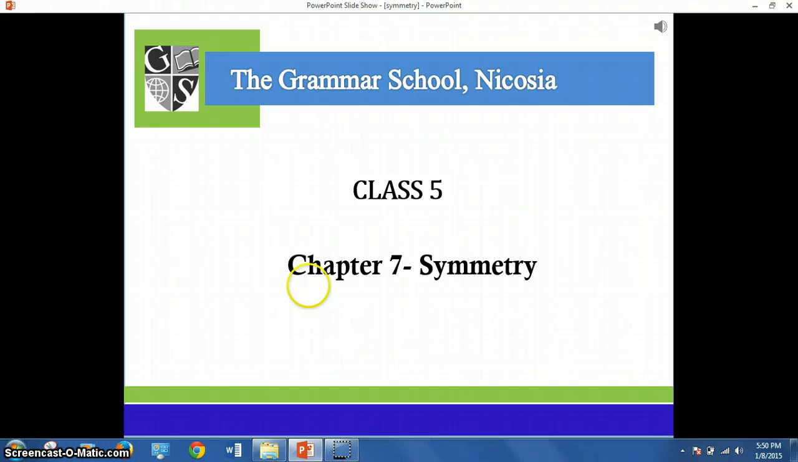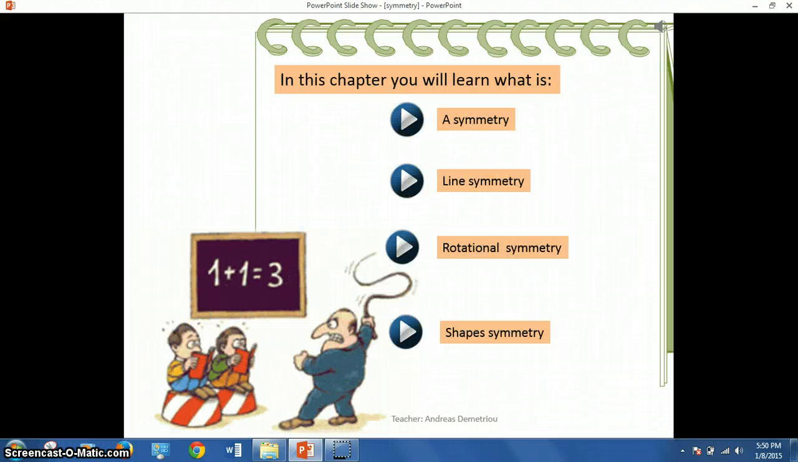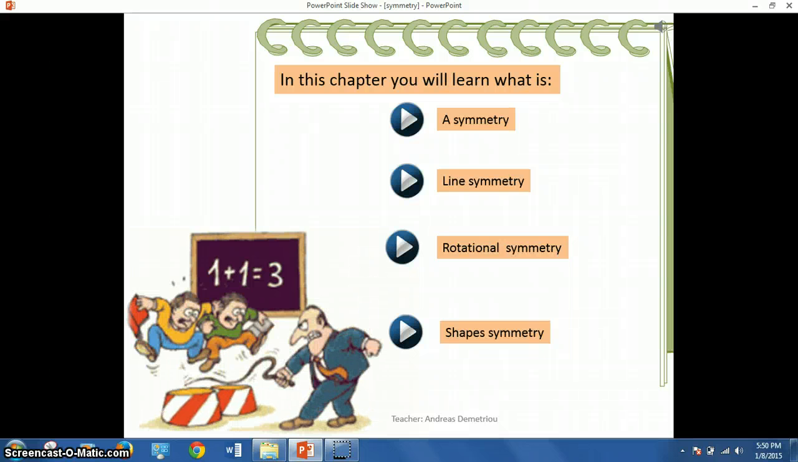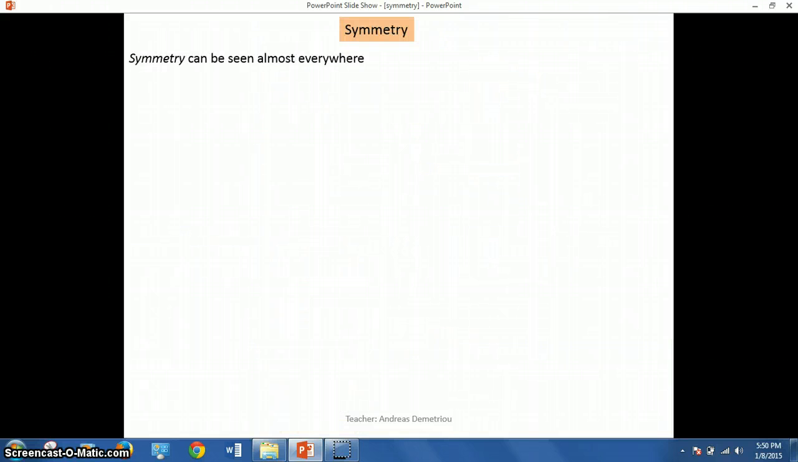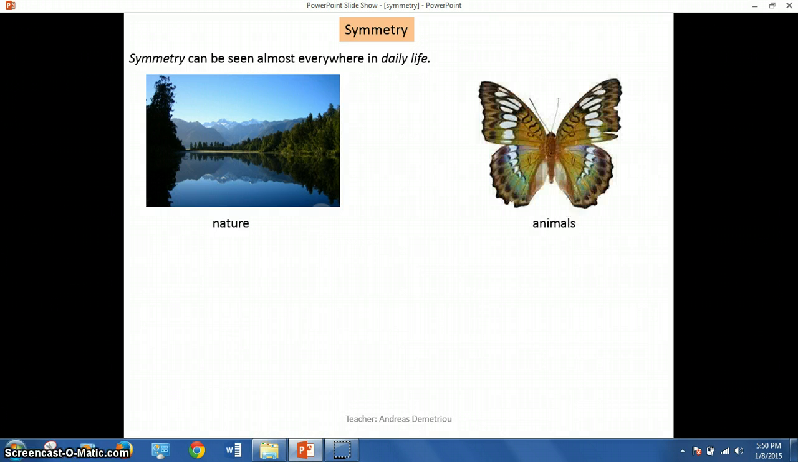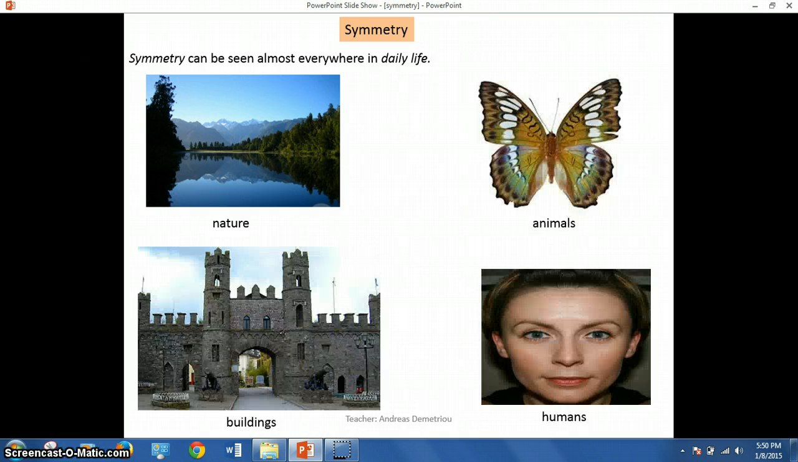Symmetry. In this presentation, we'll see what symmetry is, the lines of symmetry, rotational symmetry, and the symmetries within shapes. Symmetry can be seen almost everywhere in daily life, for example in nature, animals, buildings, and humans. A line of symmetry is a line that divides the shape in half and acts as a mirror line.